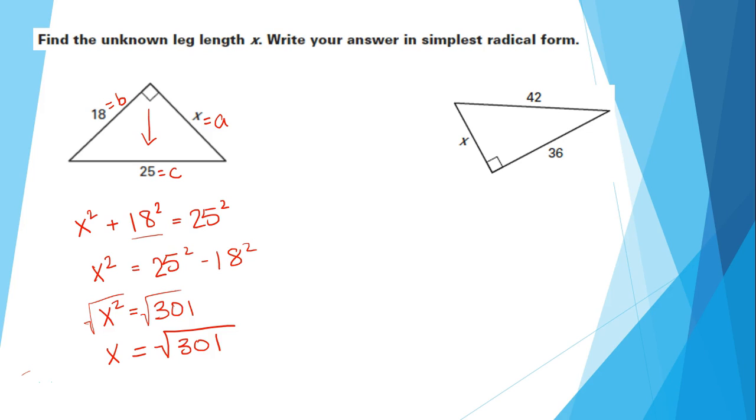Okay, let's go on to the next one. So this, I'm going to again call it my A. This is my B, because this right here is my hypotenuse, which is C in our formula. So A squared plus B squared equals C squared. Now again, do the math. Get x squared by itself.